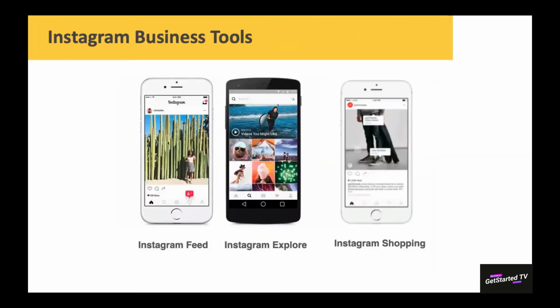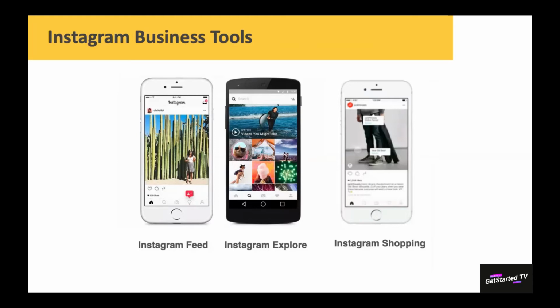So there are 3 things for the Instagram business tool that are very important. First, of course, is the Instagram feed. As you know, for Instagram, everything is visual based. So it's really important for you to make sure that your pictures are attention grabbing. And you don't have to put a lot of text or copy to it, because most people are usually looking at the photos. And in the Instagram Explore, this is where your ads would be.